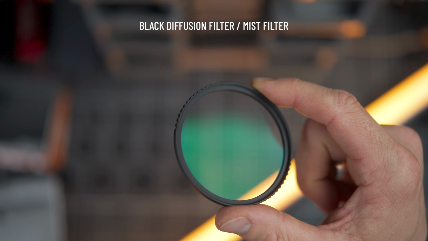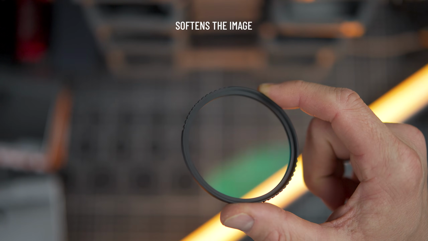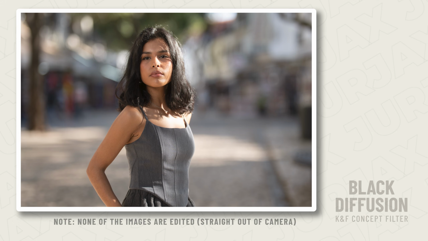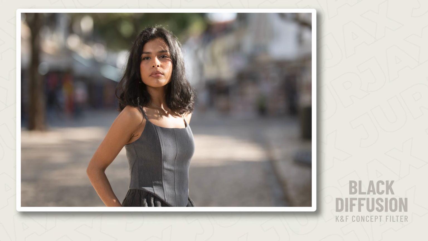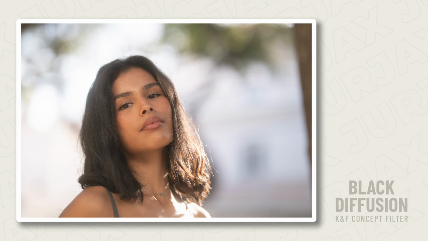So black diffusion filter, also known as mist filter, softens the image by diffusing the light. It also reduces the contrast and blooms the highlights. People use these filters to get that dreamy look for photos and a more cinematic, natural look for videos. Now look at Natalie's skin here with the filter. It's smoother with a soft glow, so you don't have to rely on heavy retouching in Photoshop.